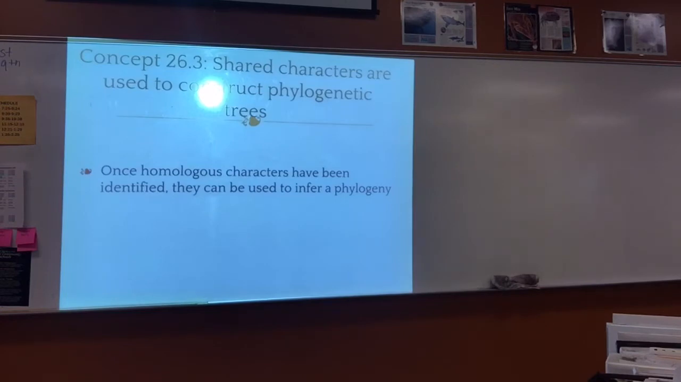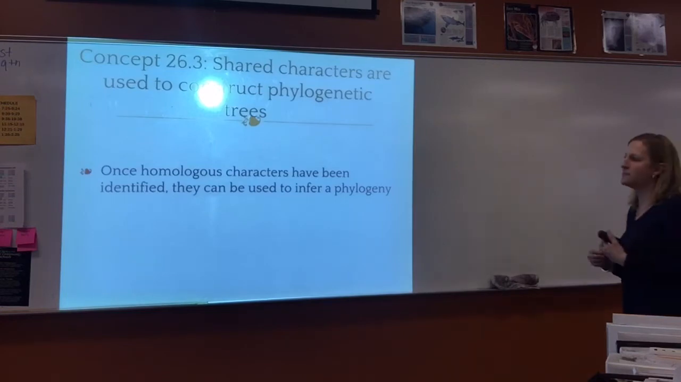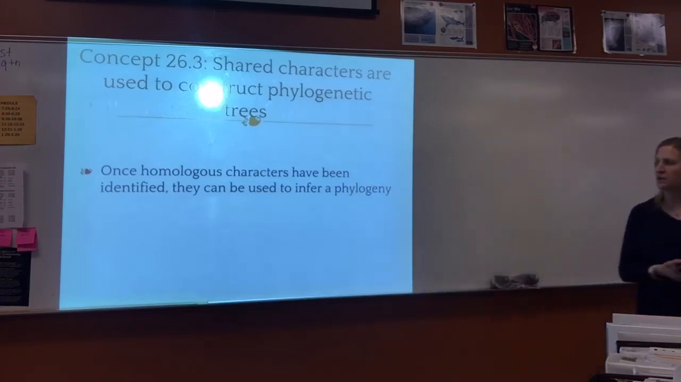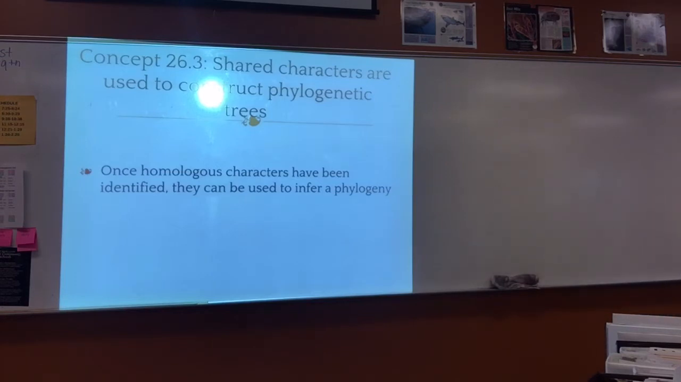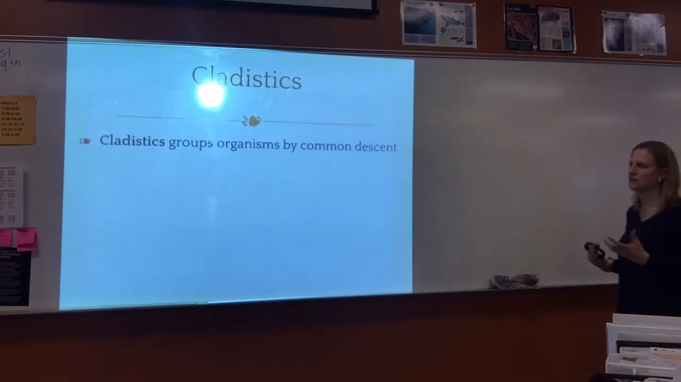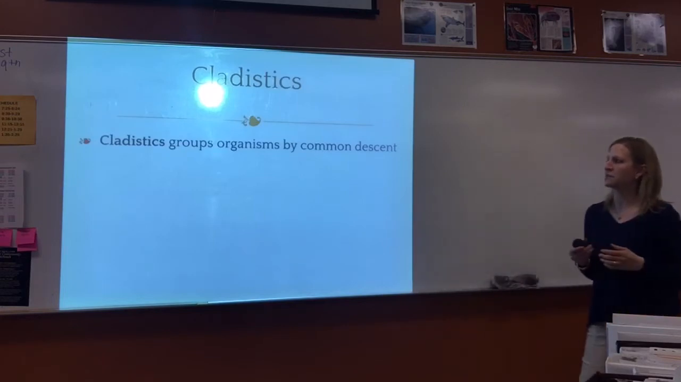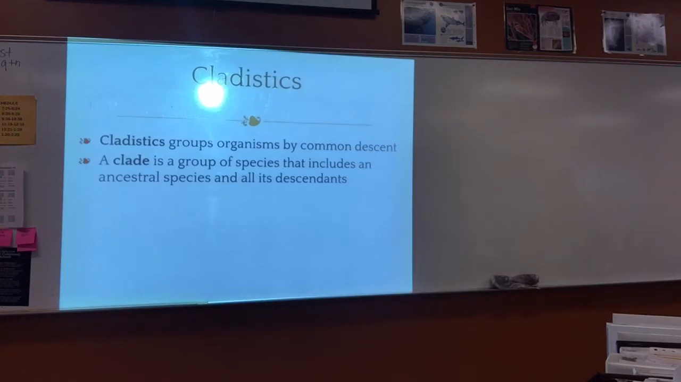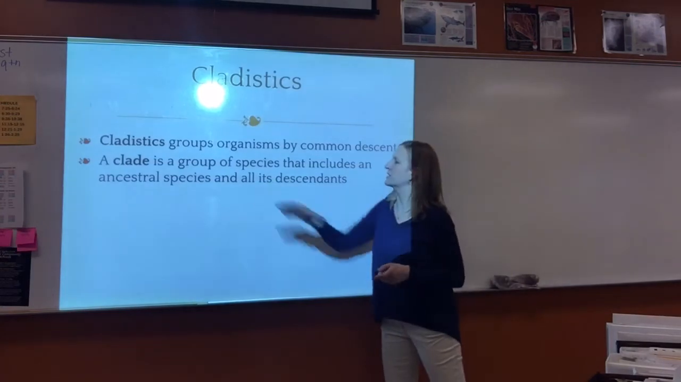So let's look at how to construct a phylogenetic tree. We use shared characteristics. Once homologous characters have been identified, they can be used to infer a phylogeny. So you have to decide what you are going to focus on to make this tree. This whole study is called cladistics, grouping organisms by common descent. That word comes from the word clade, which is a group of species that includes an ancestral species and all of its descendants. The key has to be all of its descendants.